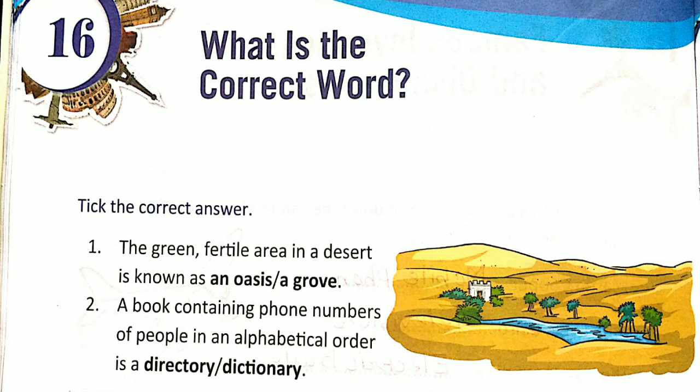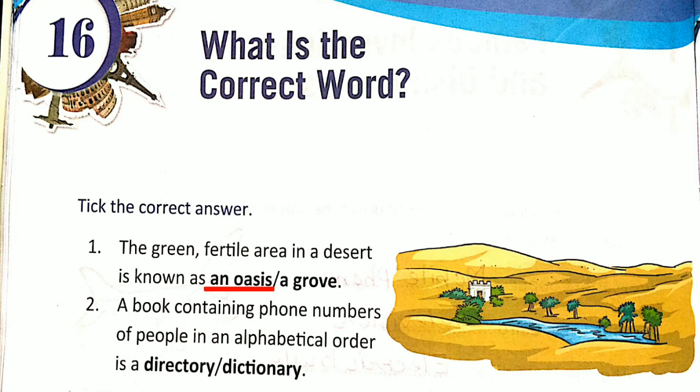Take the correct answer. So, number one, the green fertile area in a desert is known as an oasis or a grove. So, what is the green fertile area in a desert known as? So, it's known as an oasis. So, children, you all are right with me.